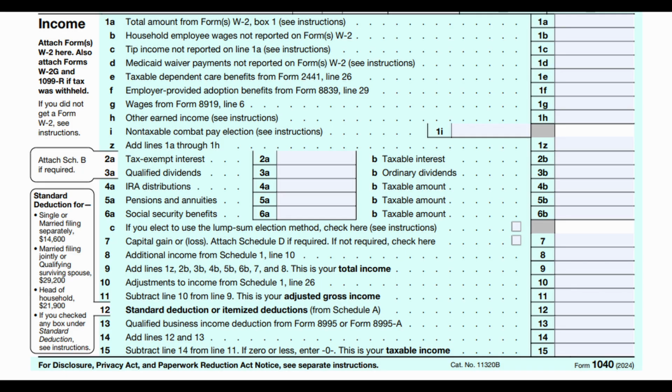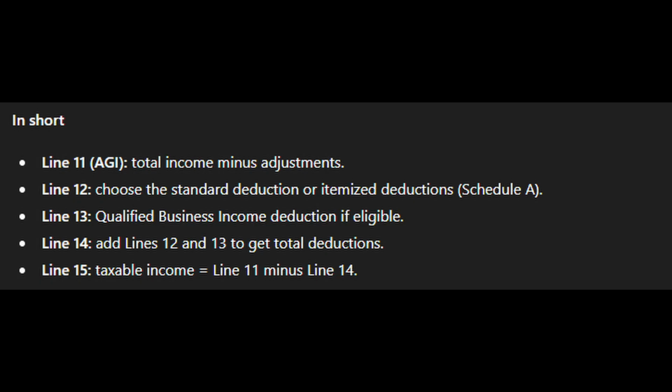Alright, line 14 is simply adding line 12 and 13. This is your total deduction amount. The total you'll subtract from your AGI to get to your taxable income. Finally, we've come to the last line in Part 2, line 15, your taxable income. This is the number the IRS actually taxes. So this is AGI on line 11 minus total deductions on line 14. It gives you your taxable income.